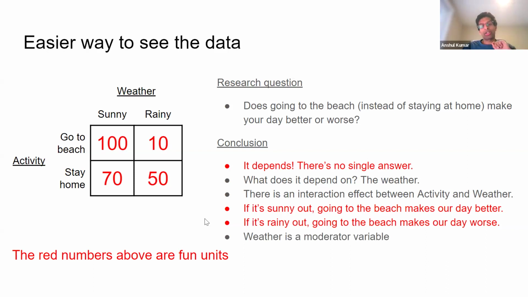And in this interaction effect, the variable weather is what we call a moderator variable, because the effect of our activity, going to the beach or not, on our level of fun is moderated by whatever the level of the weather is, which could be sunny or rainy.